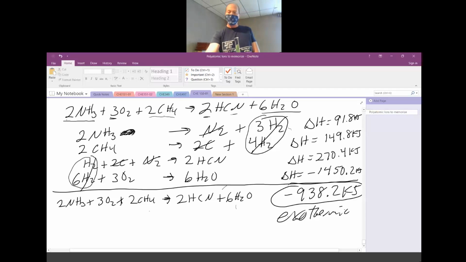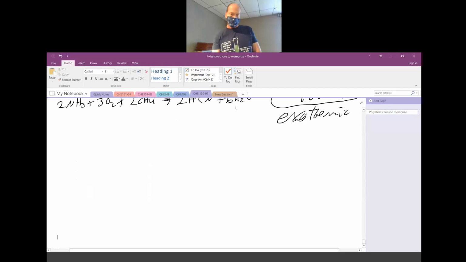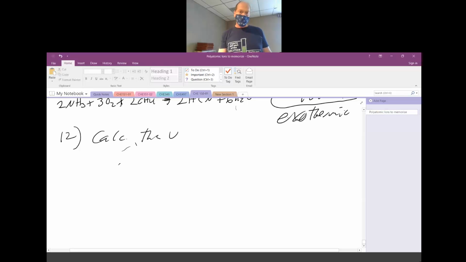Number 12. Calculate the volume of 6 moles of gas at STP. All right, so there's probably a lot of questions about STP. So calculate the volume of 6 moles of a gas at STP.